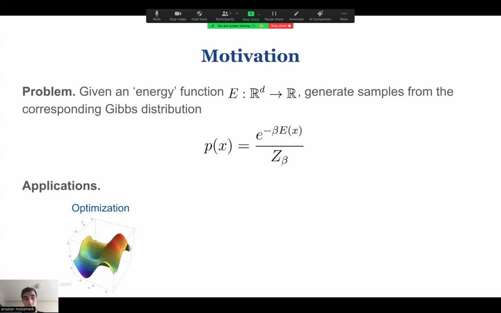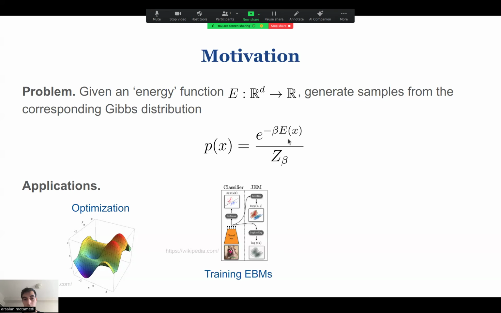What are the applications? Well, you can choose beta large enough to sample from the points X where E attains its minimum. You can use it in training energy-based models. The reason being, when you're doing training, you're taking derivatives, and taking derivatives in thermodynamical formulations becomes like computing expectation values, and computing expectation values can be done by drawing samples.